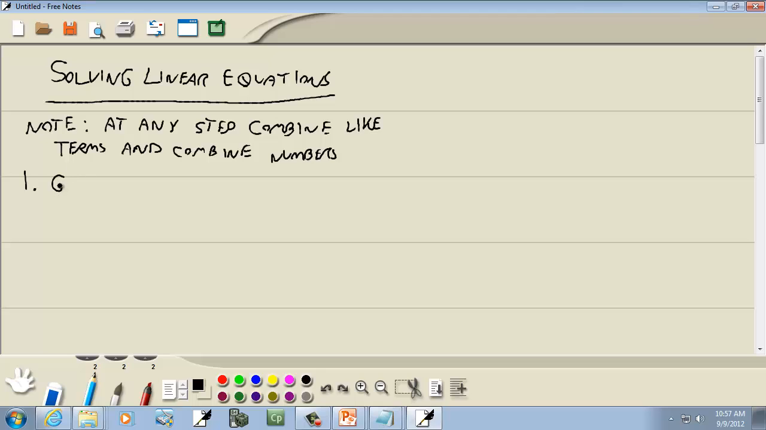Our first step is to get rid of parentheses. And we do this via the distributive property.